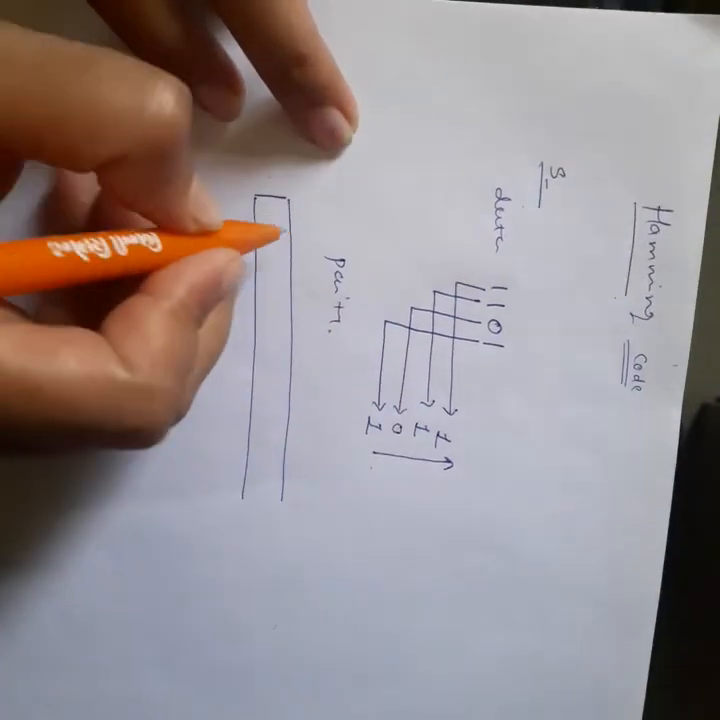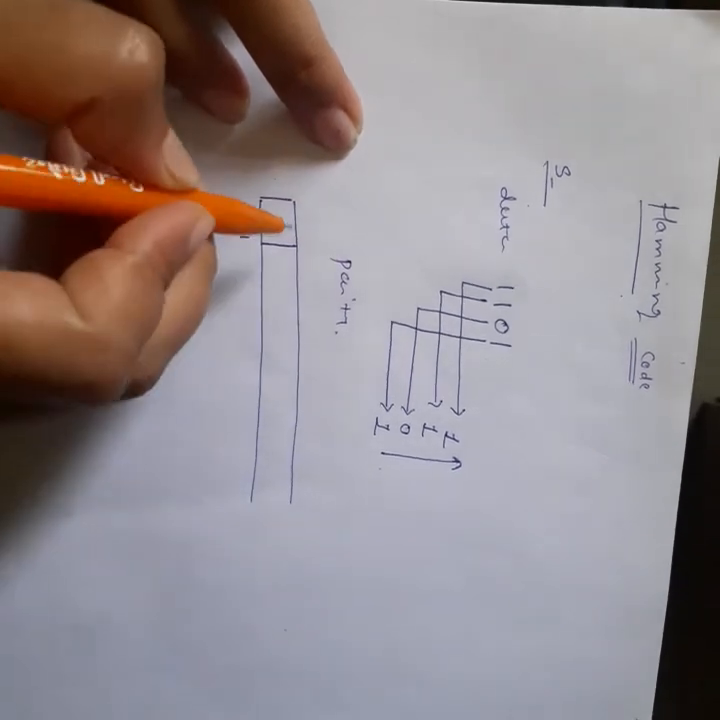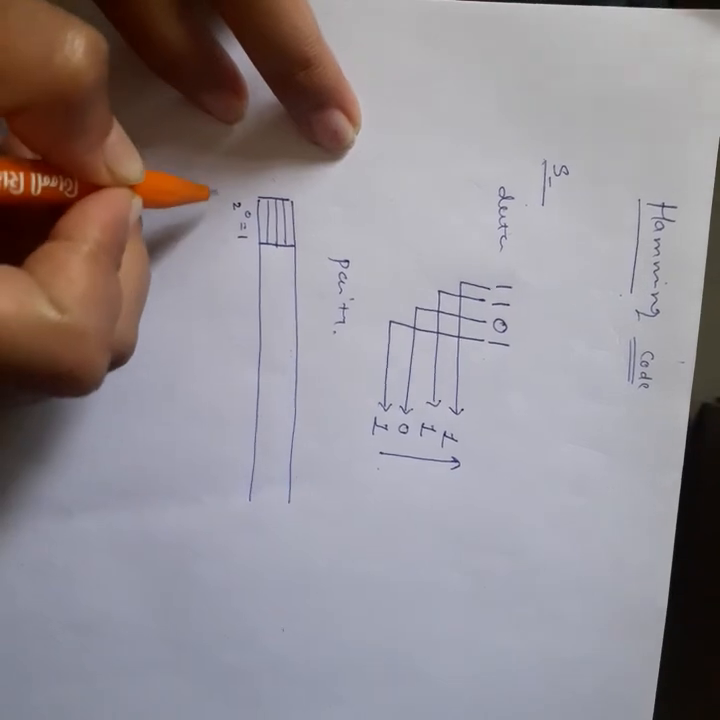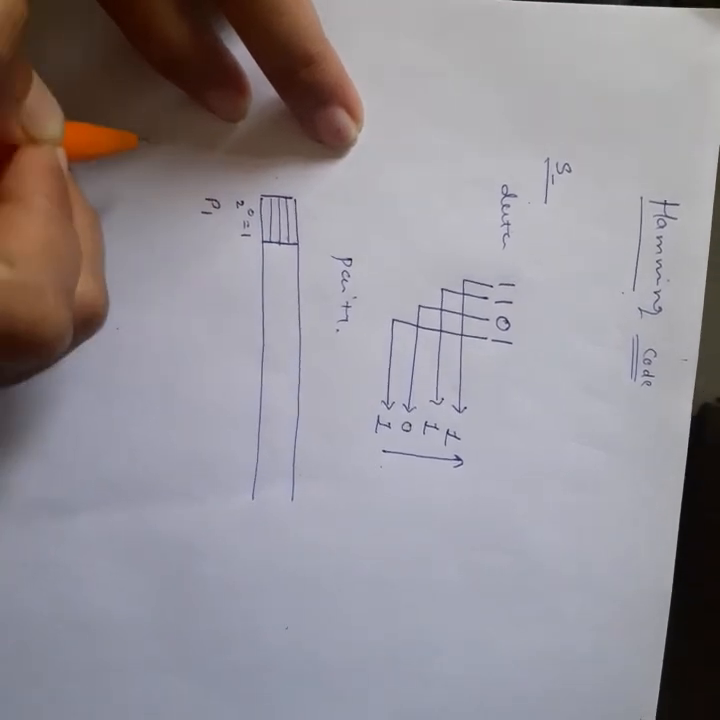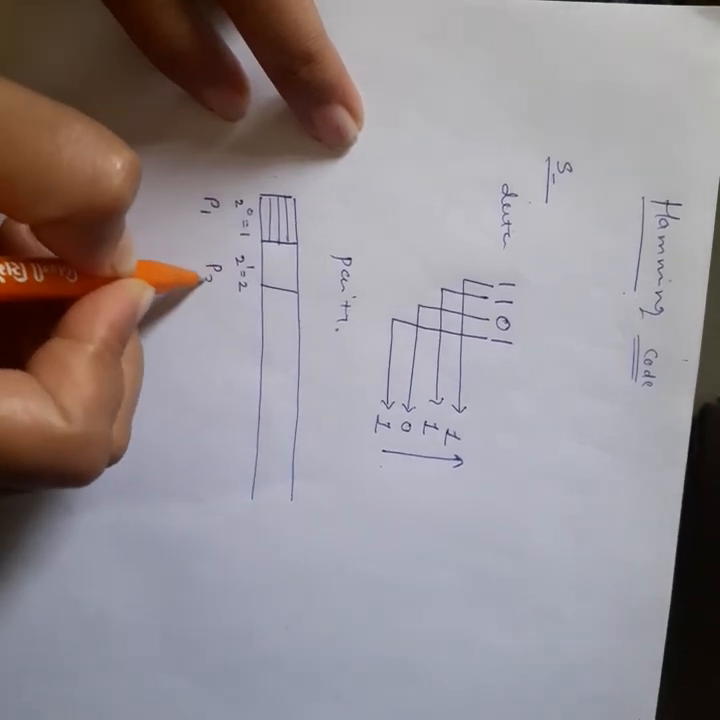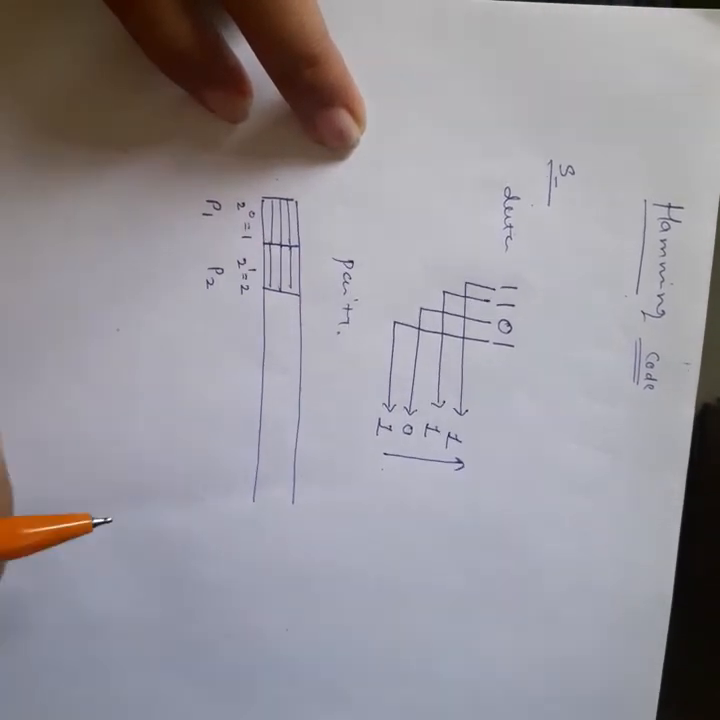Correct? And in block we all know that 2 raised to 0 is equal to 1. So we are not going to utilize this first. So it is reserved to store parity number 1. We also know that 2 raised to 1 is equal to 2. So here we are going to store parity number 2. So again it is reserved.